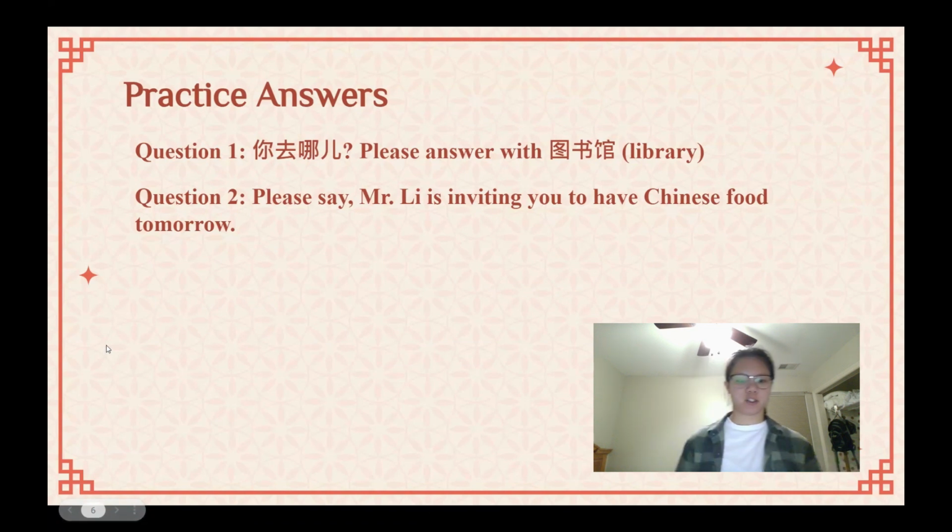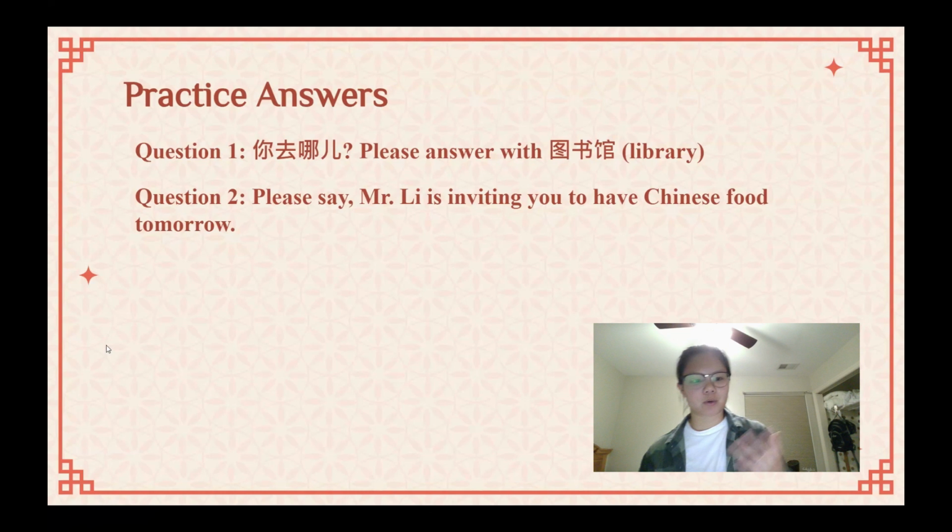We're going to go over practice questions. So question 1 is just basic. 你去哪儿? Where are you going? Is what I'm asking. I want you to answer with 图书馆, library. I've used that a lot in this example, so I hope that you've caught it. So just, where are you going?